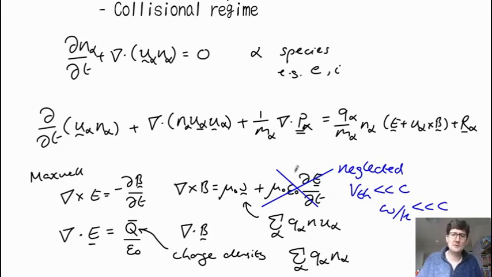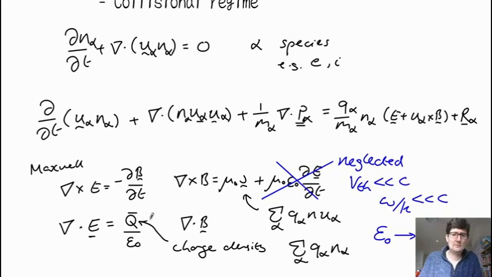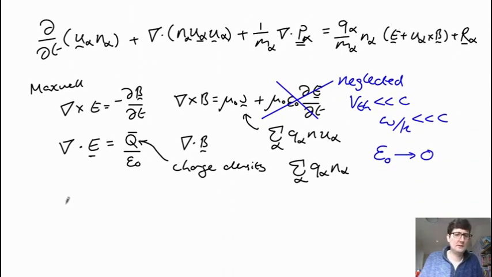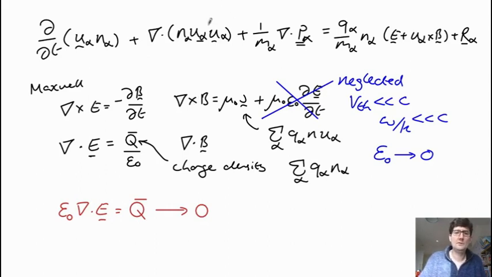And this is done by setting epsilon naught to zero. So formally you set epsilon naught in the limit to zero. And this has similar consequences in this equation, for the charge density. So letting epsilon naught go to zero, we have to rearrange this equation and just write epsilon naught divergence of E is this net charge, so it's the charge density. And this, in the same limit, goes to zero. So as you let epsilon naught go to zero, this goes to zero. And this is quasi-neutrality.